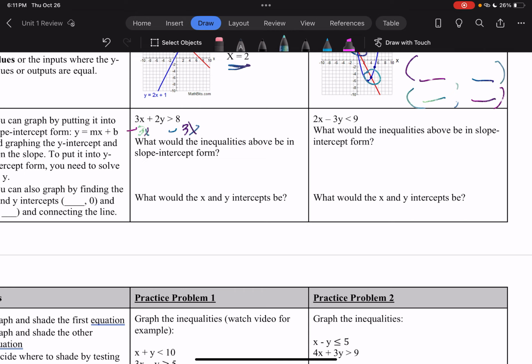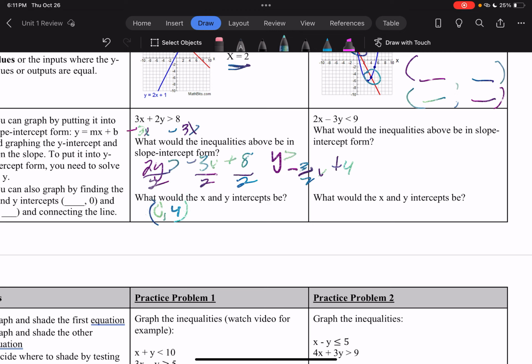So subtracting 3x on both sides, we'll get 2y is greater than negative 3x plus 8. Divide both sides by 2. Remember, every term needs to be divided by 2. We get y is greater than negative 3 over 2 x plus 4. All right, so now we have a y-intercept of 4. So (0, 4) is our y-intercept.